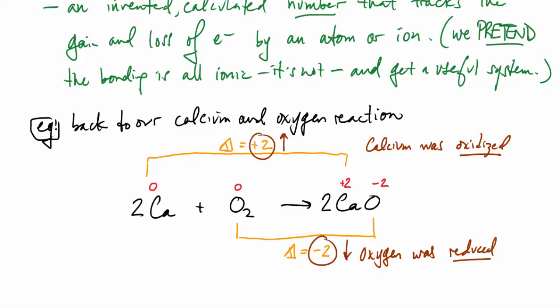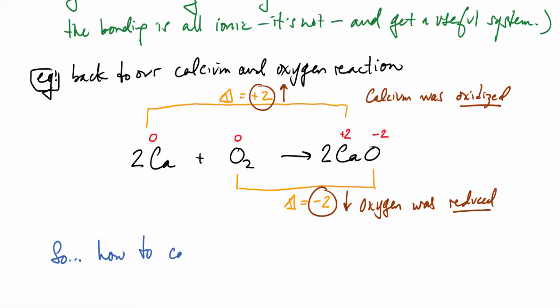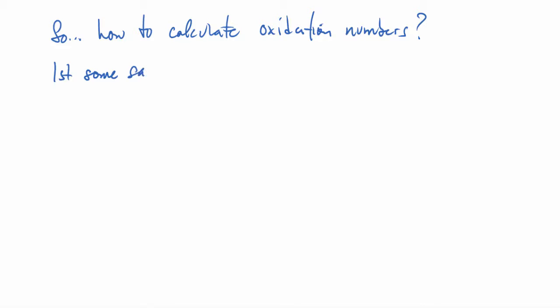These little numbers here, which are showing the charges on the particles, are oxidation numbers. So how do we calculate oxidation numbers? Well, instead of giving you the rules and then saying, let's apply the rules, let me give you some samples and see if we can deduce the rules.